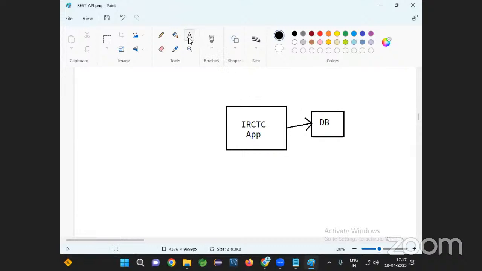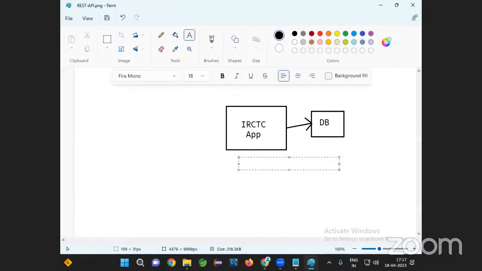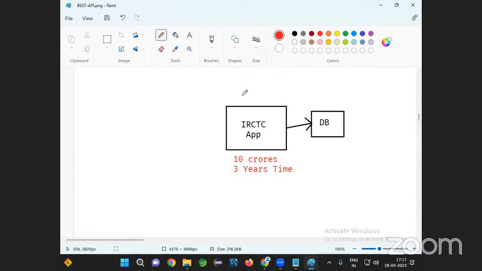Now, the central government has given 10 crores of money. They have given 3 years of time. They invested 10 crores and 3 years of time. Then the TCS company developed this project and the customers are able to book the train tickets. So they developed one application, that is our IRCTC.